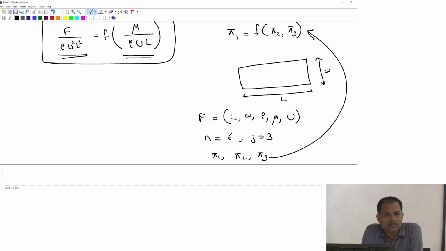So, we have now learned how in a given problem, if you are familiar with the number of variables that could be relevant, then you can write down a simple relationship instead of investigating the dependence of each of the variables. Okay.